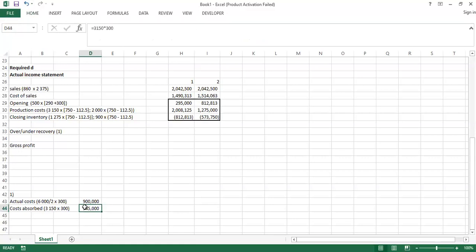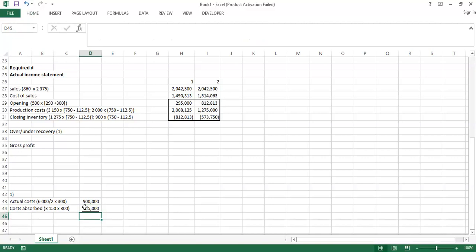So we want to find the difference between these two and then decide whether it's over or under. So in the first instance now, on period 1, the actual costs are below the costs that have been absorbed. So what does that mean? It means we over-absorbed. By how much? By 45,000. So we can do that there.